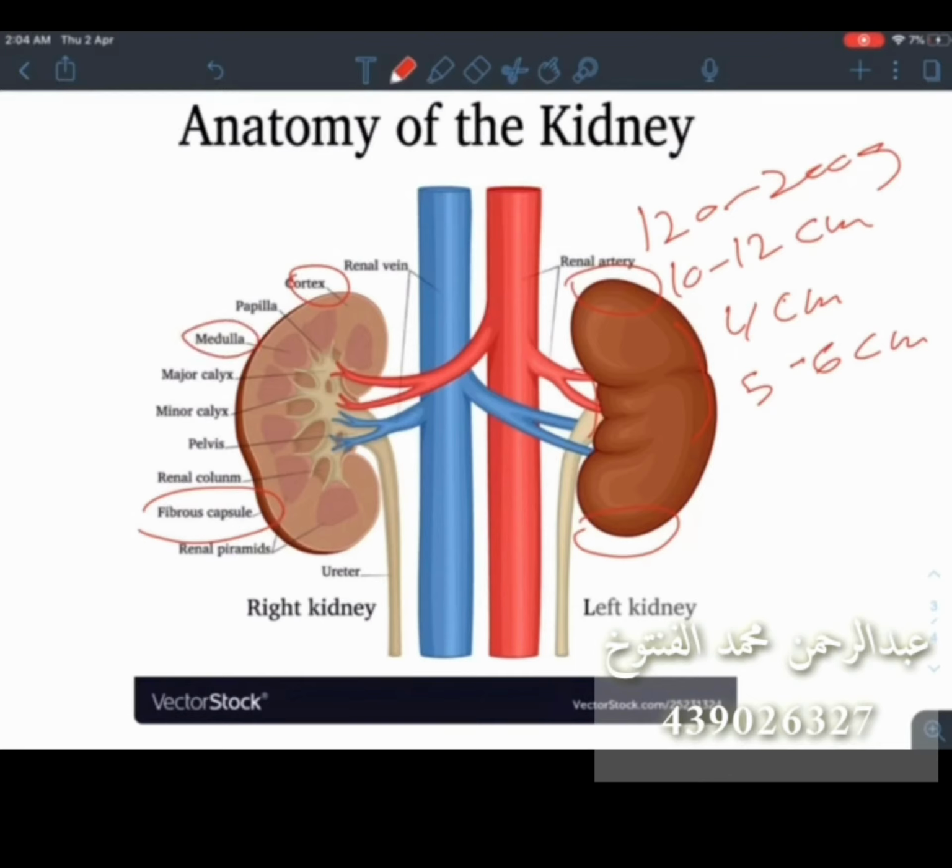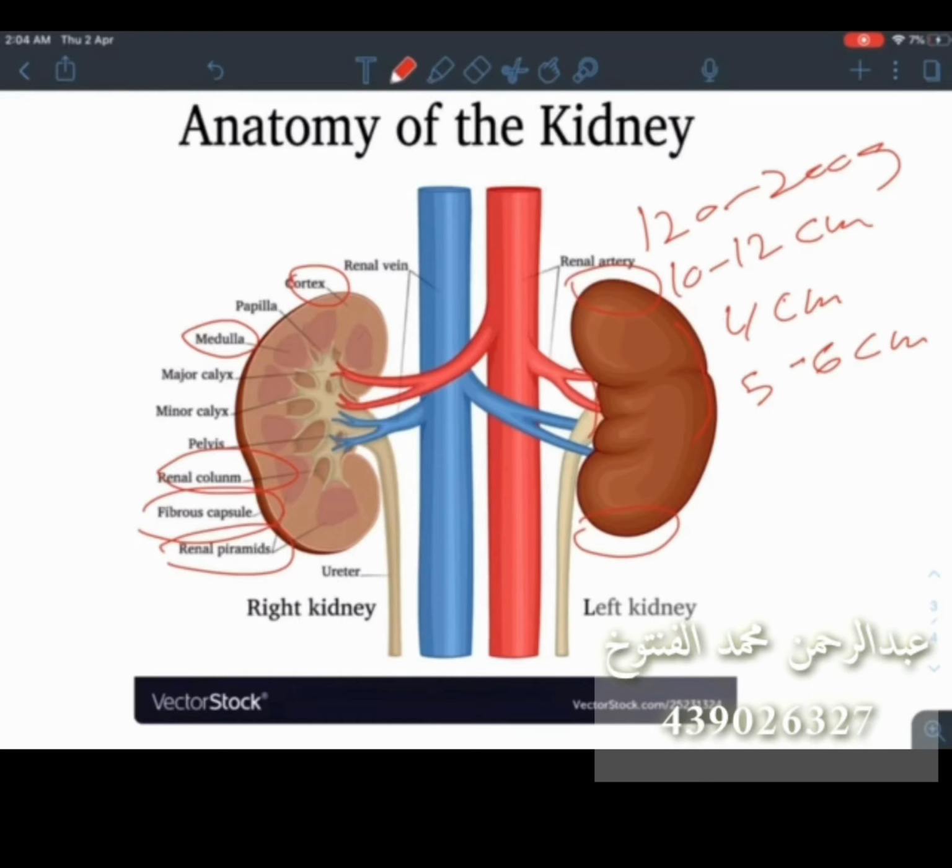And we can see the pyramids, here the renal pyramids, which are slightly darker than the surrounding cortex, and we can also see the renal columns here, which separate the renal pyramids from one another, and also the columns carry blood vessels to the cortex.